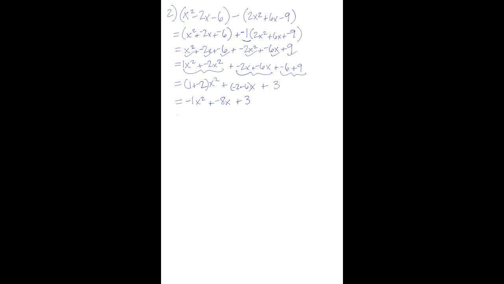And then negative 1x squared I normally write as just negative x squared, although it could be written as negative 1x squared. That's not wrong. It's slightly simpler to write it this way. So I've simplified my expression after subtracting these two polynomials. If I prefer, I could also write the negative 8x as minus 8x.